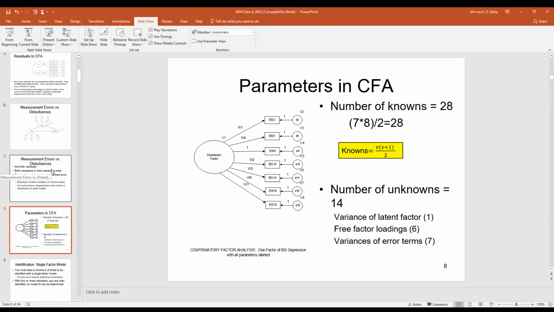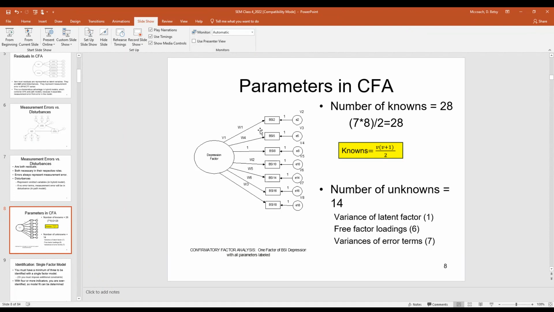So we know how to count. I think we're good on counting knowns and counting unknowns, right? We'll just practice really quickly. We've got 7 items on this scale. The knowns are easy. The number of knowns is just the number of unique elements of the variance covariance matrix. So it's going to be 7 times 8 divided by 2, which is 28. We use the same formula: the number of variables times the number of variables plus 1, divided by 2.